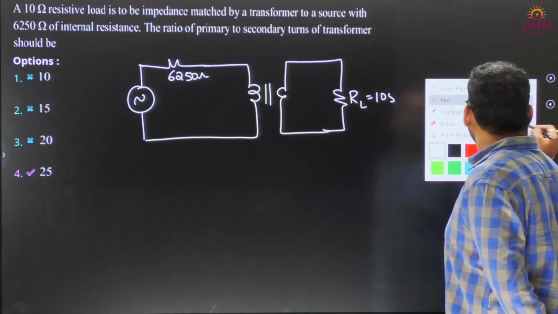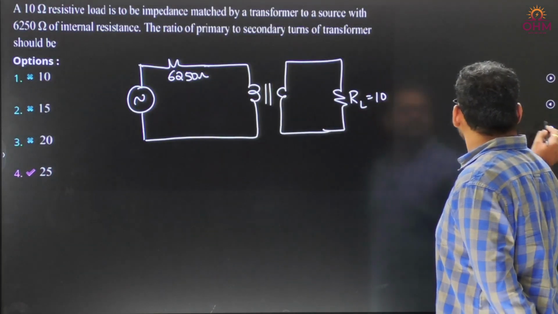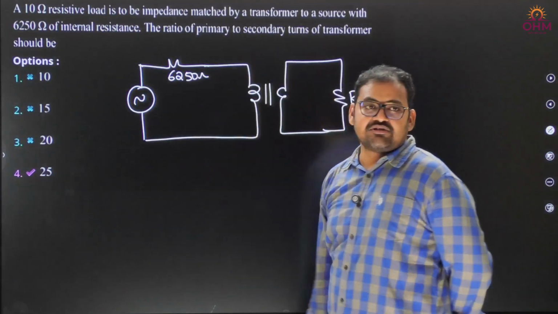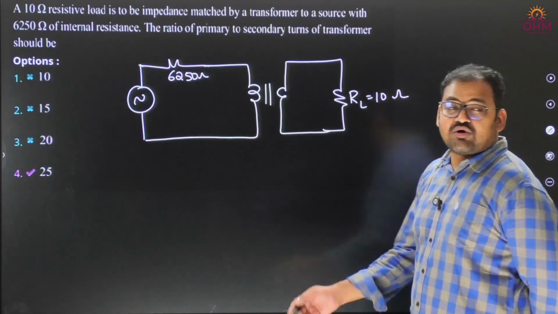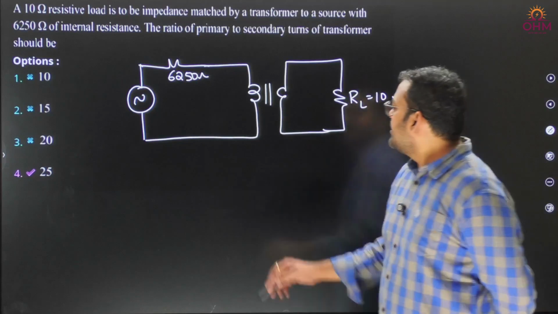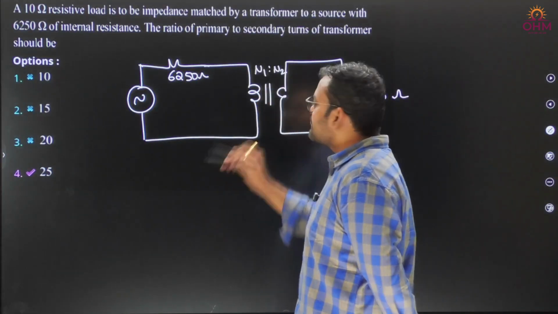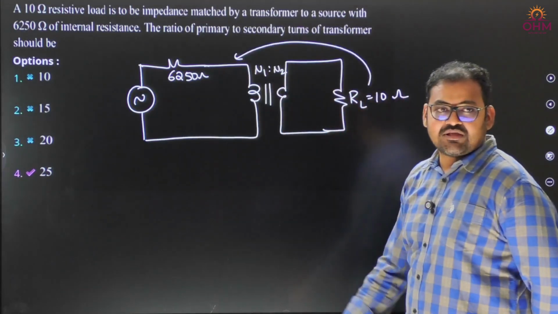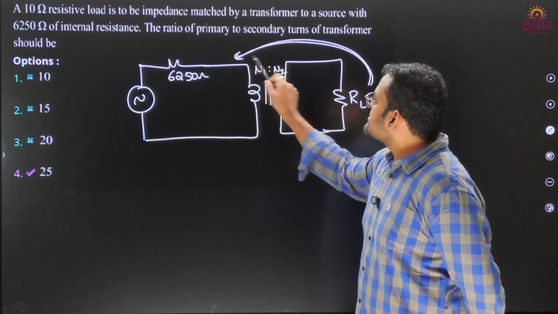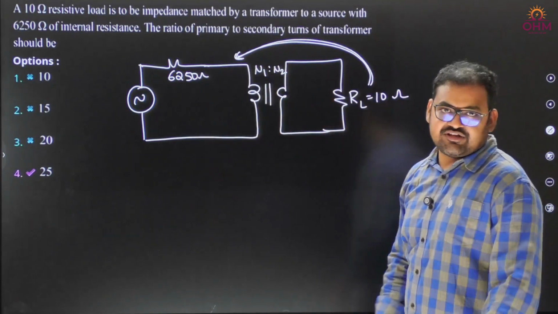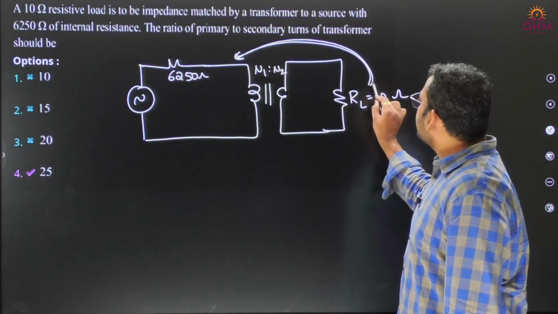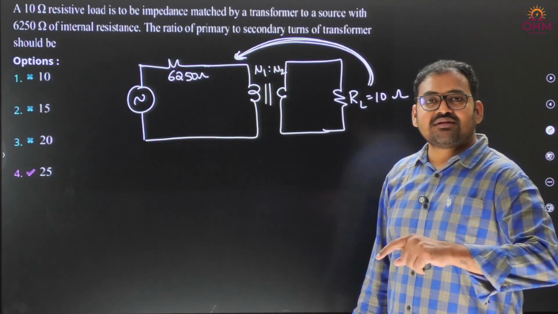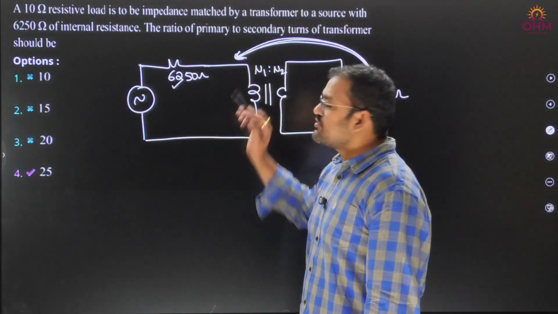This is 10 ohm. So we have to match this 10 ohm resistance with 6250 ohm resistance. That is what we call impedance matching transformers. Now imagine the turns ratio of this transformer is N1:N2. Now just transfer this resistance to the primary side. The moment I transfer this resistance to the primary side, it should match with 6250. When RL is transferred to the primary side, its value will become RL dash, and that RL dash should match with 6250.